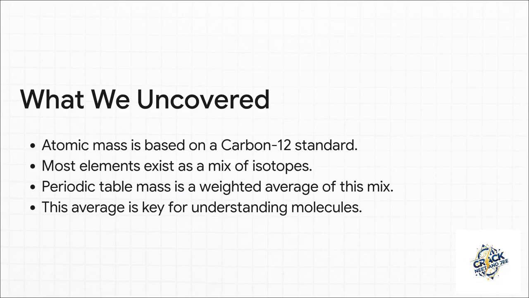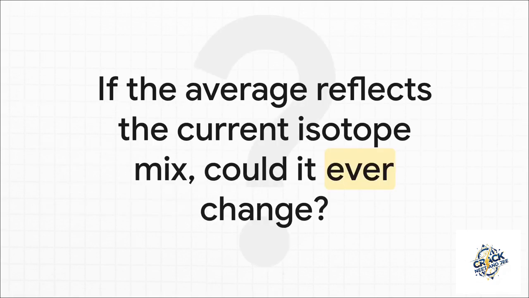So let's just quickly recap what we've uncovered. We started with a standard, carbon-12. Then we discovered that nature complicates things with isotopes. We learned how science solves this using a weighted average. And we saw that this super accurate average mass is the absolute foundation for all of chemistry, letting us build and understand molecules. And this leaves us with one final, fascinating thought.